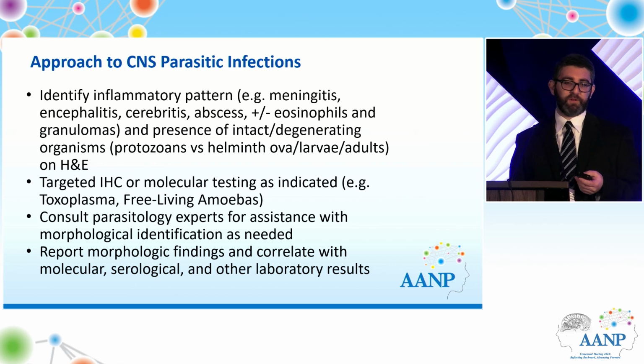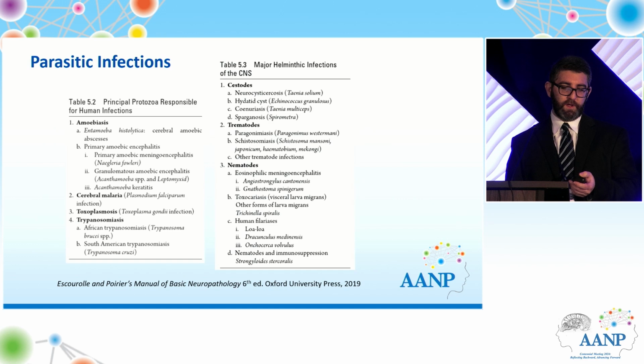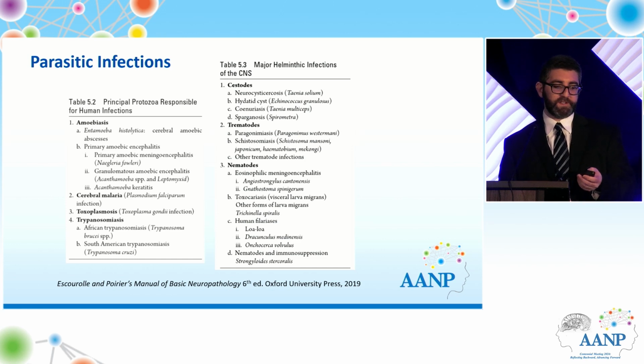There's IHC available for a few things, like toxoplasma, which is probably the one people are most familiar with. But there are other immunostains you can use for amoebas. This is an area where it's really helpful to have experts to consult with. So if you don't have anyone at your own institution, the CDC has a service called DPDx, and they'll usually just look at scanned images for you and get you some thoughts within the same day or later. This is just a table from Dr. Girolami and Dr. Anthony's book telling the parasites you're most likely to see in the CNS.